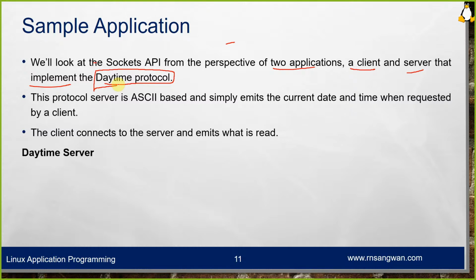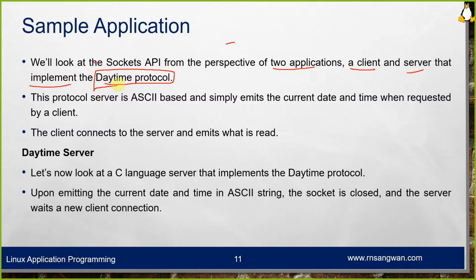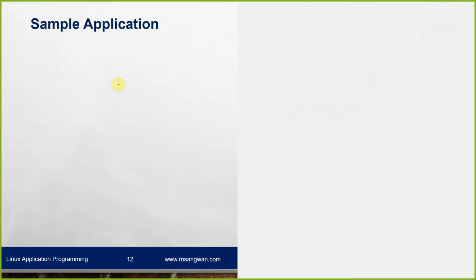So the daytime server. Let's now look at the C language server that implements the daytime protocol. Upon emitting the current date and time as an ASCII string, the socket is closed and the server waits for a new client connection. So it is just offering the date and time. From a functionality perspective, one simple example, but it is a complete flow.